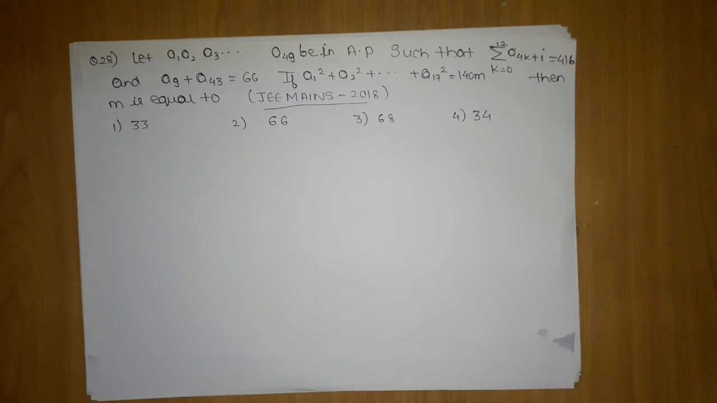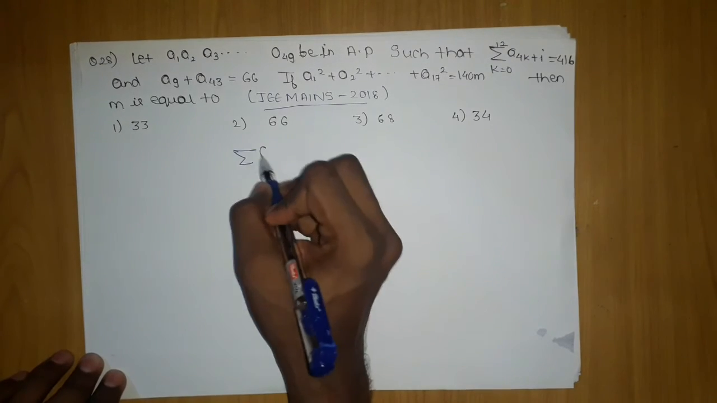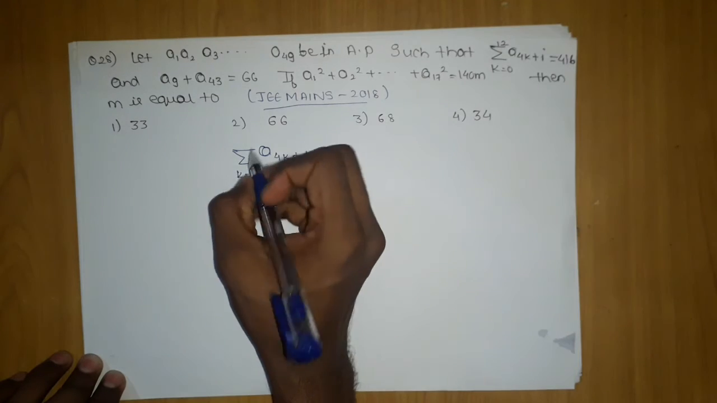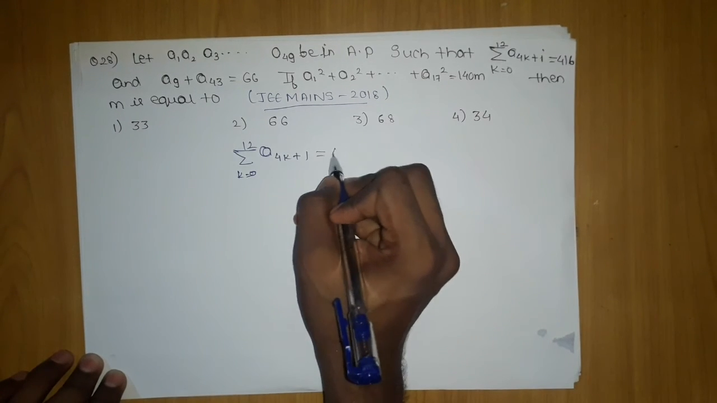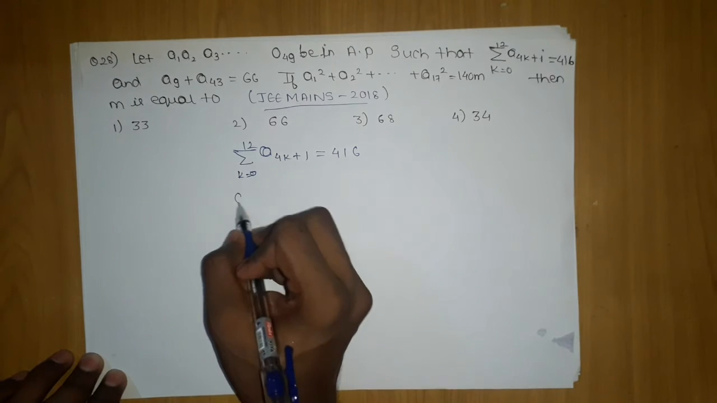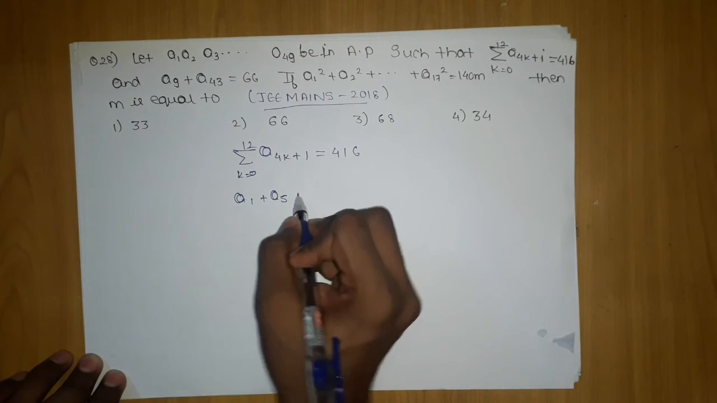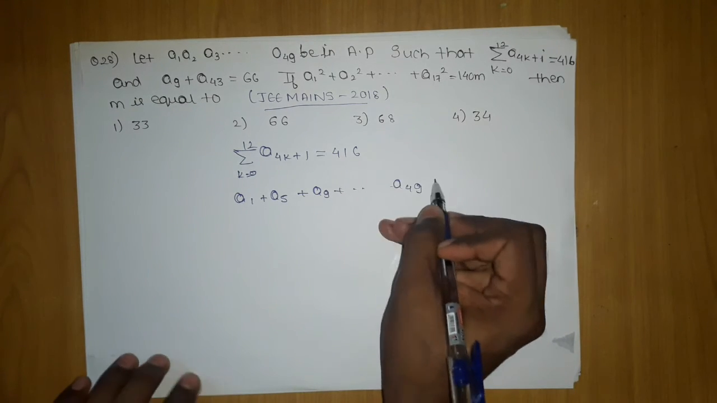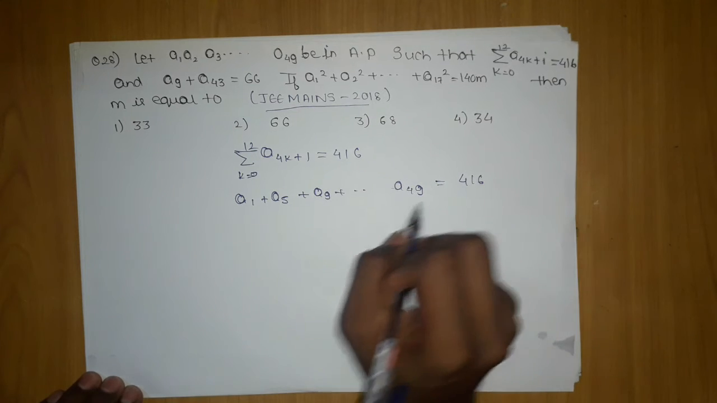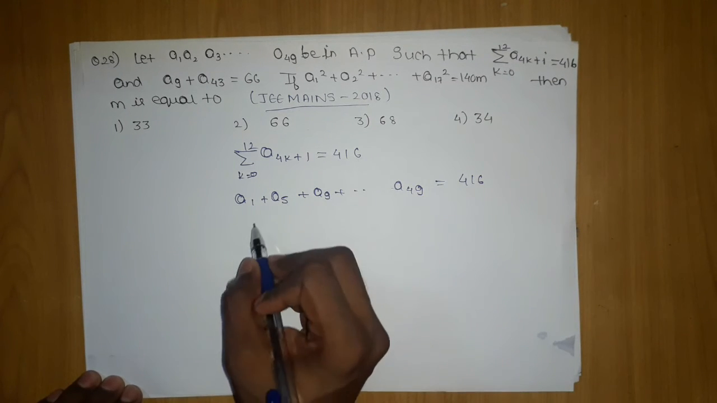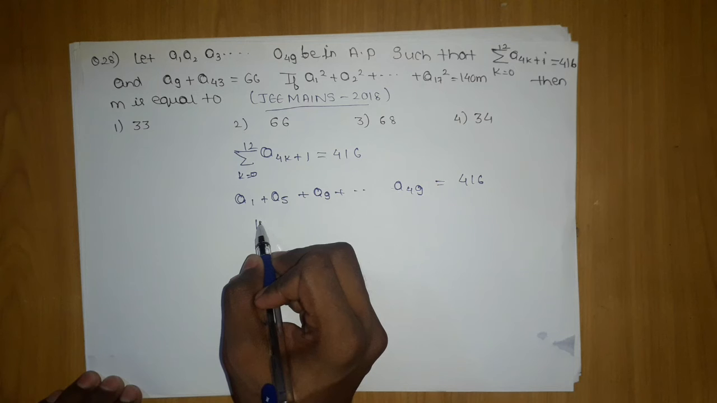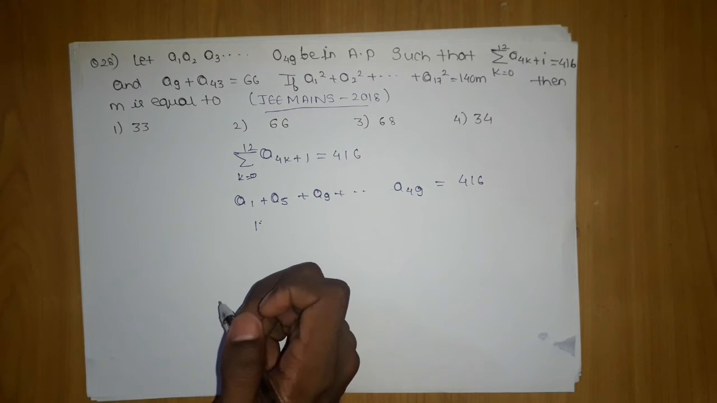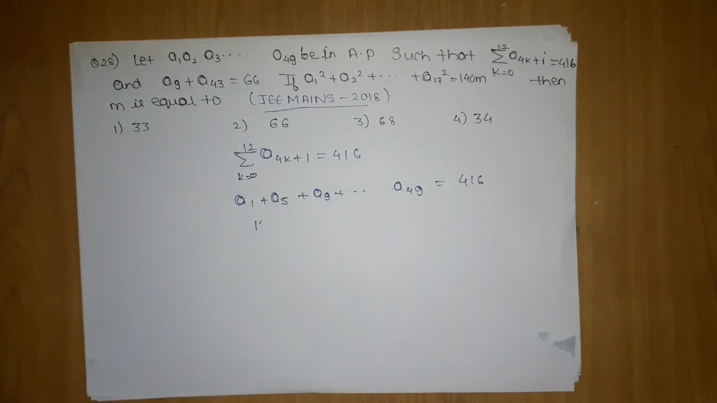Now what they are telling is that summation of A4k plus 1, k equals 0 to 12, equals 416. If I open this, I will be left with A1, A5, A9 and so on till A49. Since 12 is mentioned, it will be equal to 416. Now can I get the sum of this? Yes, it is in AP and 416 is this sum.